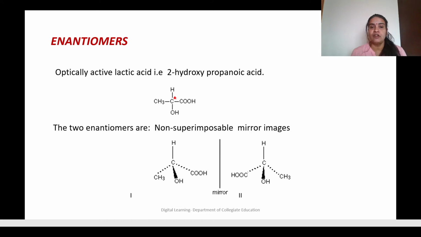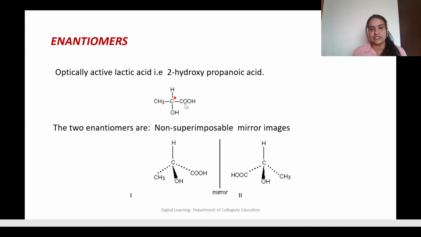Such compounds which have non-superimposable mirror images can be termed as enantiomers. So enantiomers are those compounds which have non-superimposable mirror images. For example, one example can be given as lactic acid. The simple formula of lactic acid is shown here.